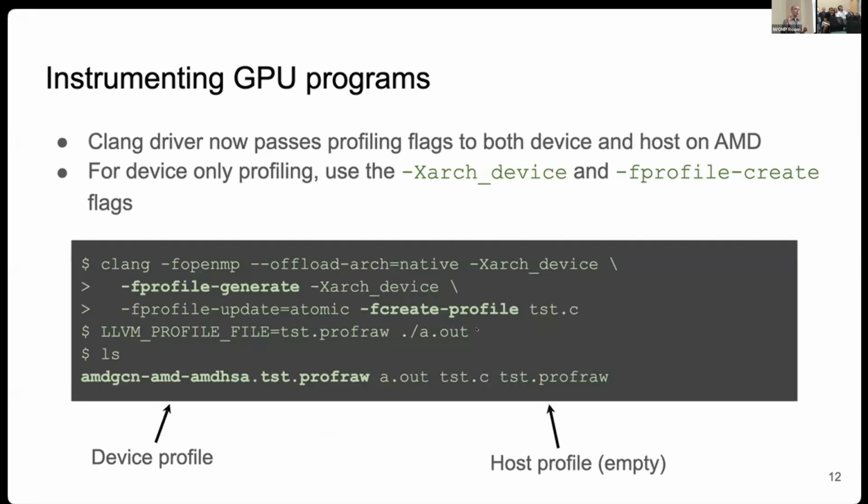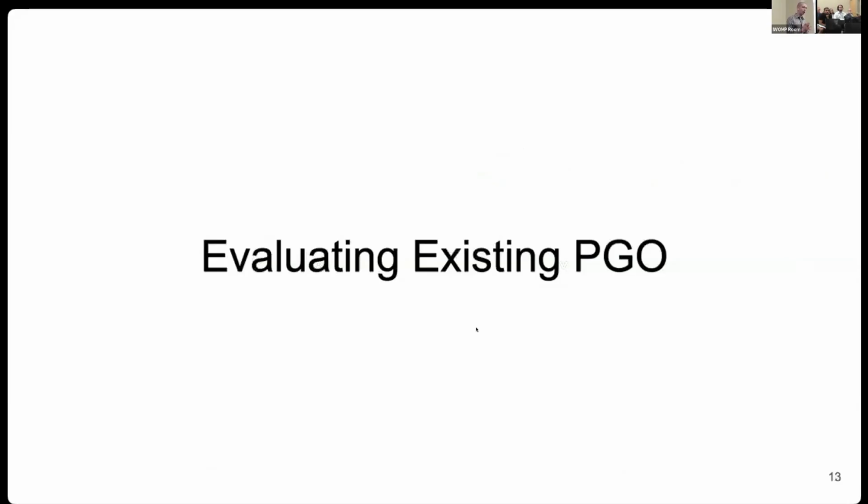Clang now passes the instrumentation flags to GPU targets when you're running an offloaded program. And it'll pass it both to the host and the device. Right now, upstream, this is only AMD, but in the future, it will likely be NVIDIA once we get that upstream. If you only want to profile the device, you need to use Xarch_device along with your profiling flag. But you'll also need to add fprofile-generate, just so that the profiling library gets linked in on the host as well. So you'll see an example of an invocation here, the device profile, and the host profile, which is empty because we didn't instrument it in this run.